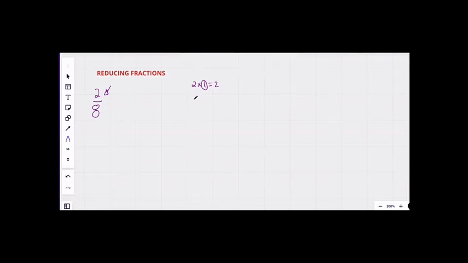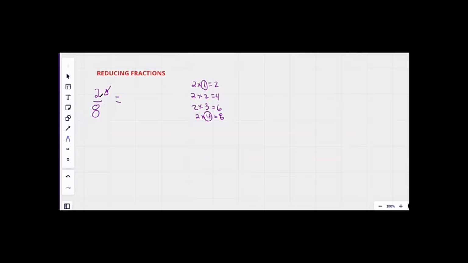Now, we need to continue in the same timetable. We're not going to change timetables, so let's continue. 2 times 2 equals 4. 2 times 3 equals 6. 2 times 4 equals 8. And this is where we stop. The 2 timetable gives us a 2 as well as an 8, which means that we can reduce this fraction if we divide both numbers by 2.